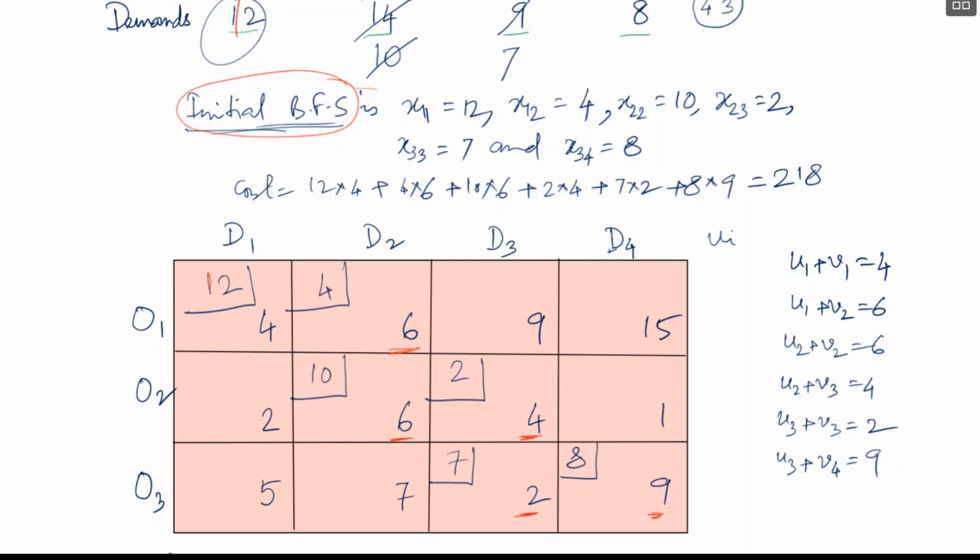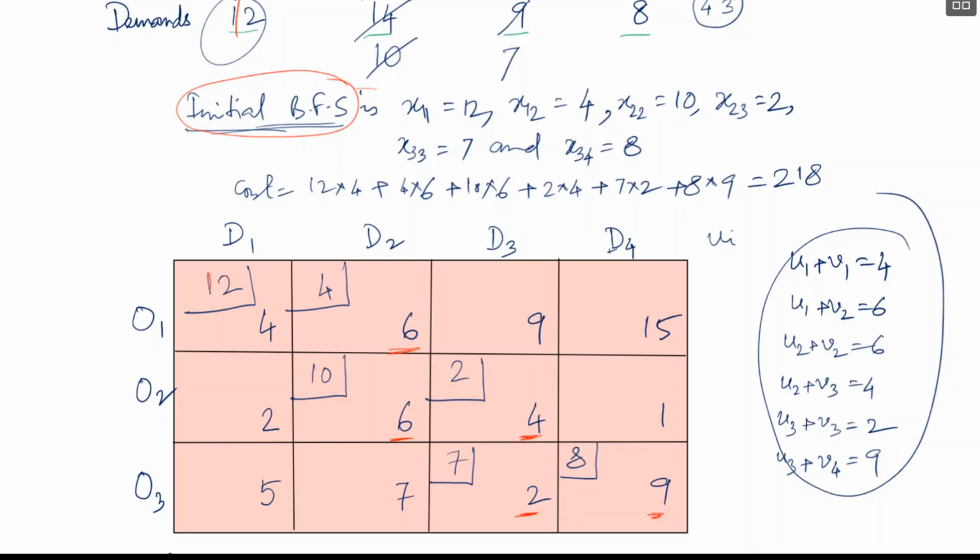So how many variables we have considered in total? We have considered 1, 2, 3 ui's and 4 vj's. So we have considered 7 variables. And how many relations we shall have? We shall have total 6 relations. So to get a unique solution, we must consider sum of the variables ui and vj 0.